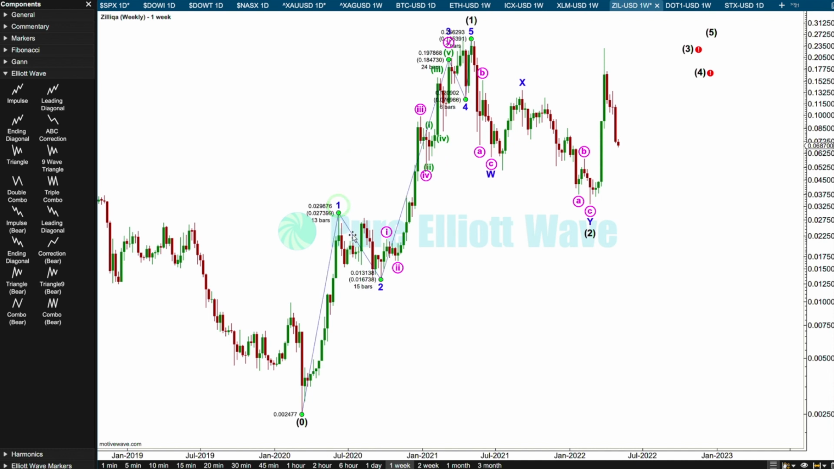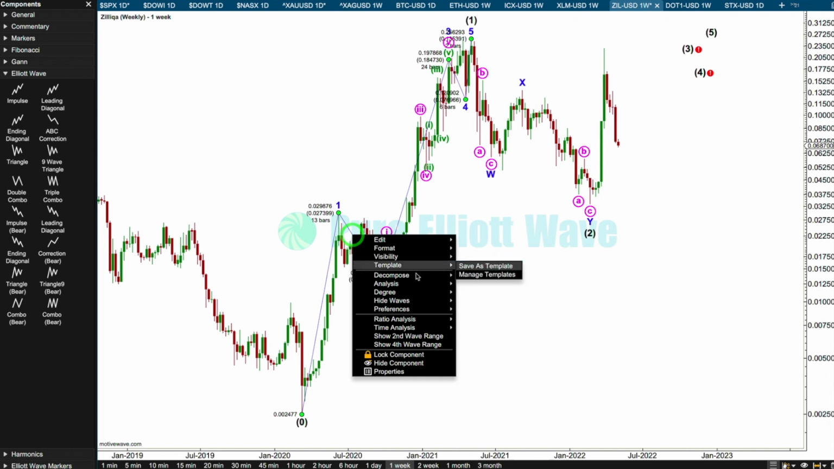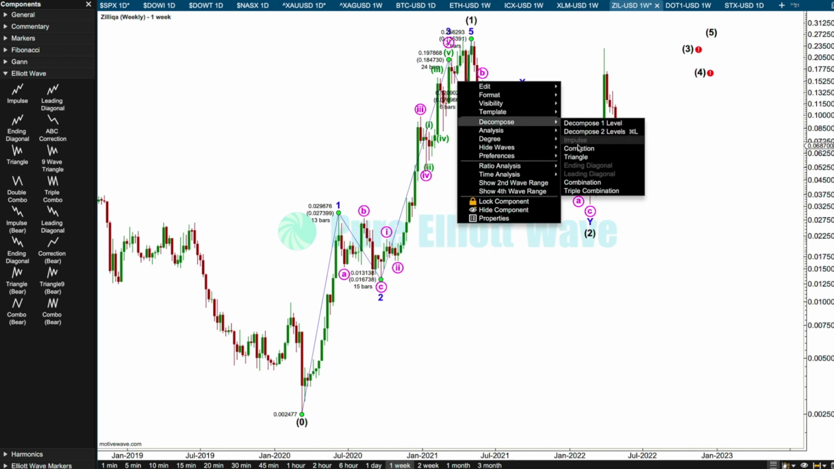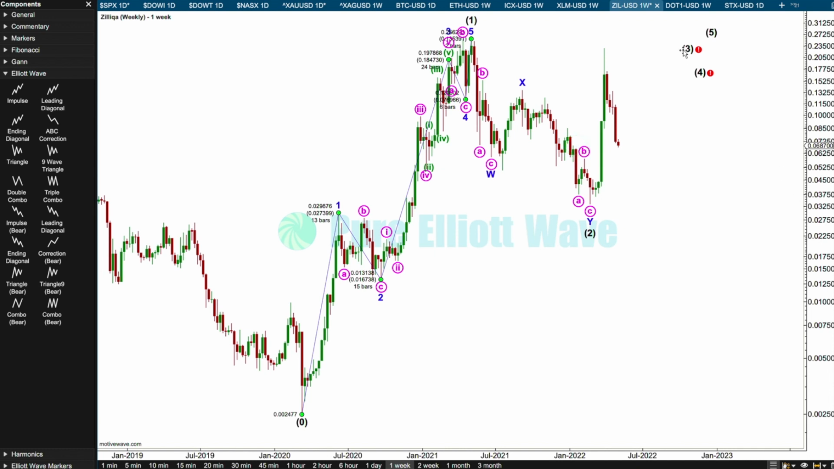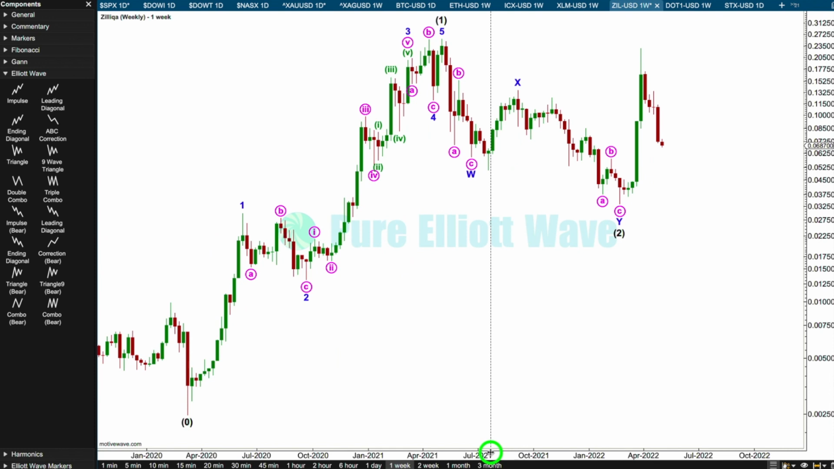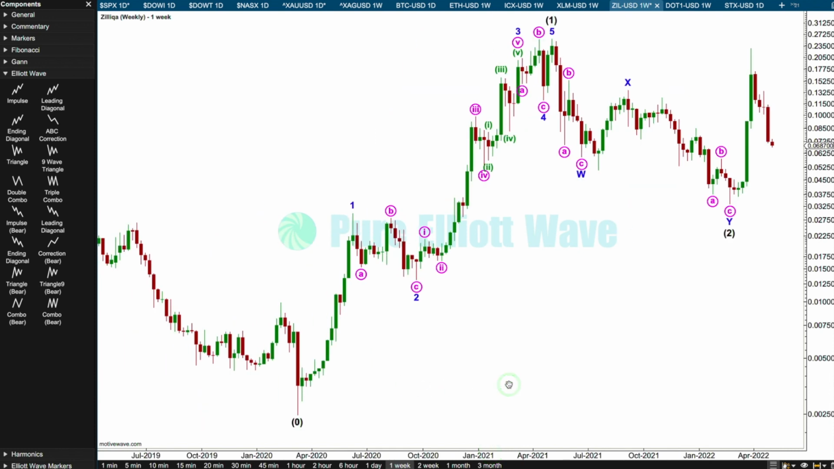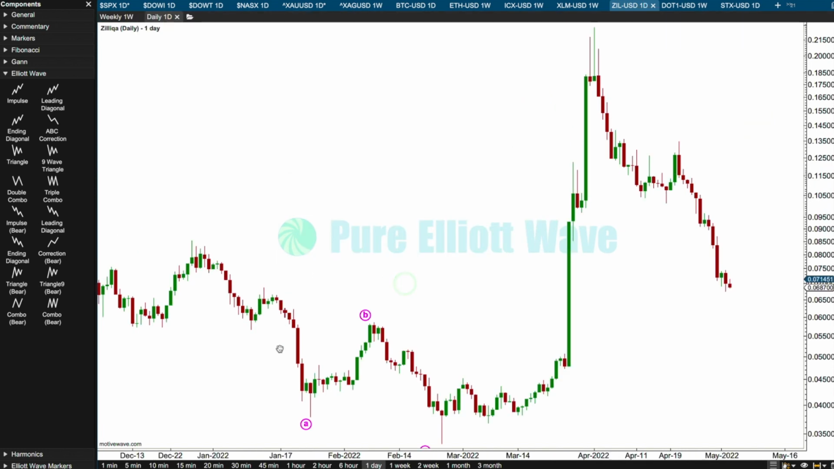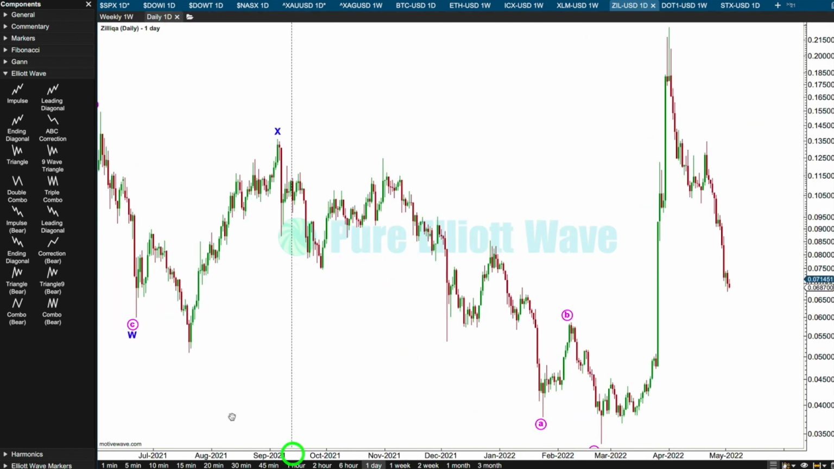So 2 could be a zigzag. 4 could be an expanded flat alternation. Nice. Okay, that actually looks pretty good. I'm going to save that work. I'm going to use this chart to create a daily chart. Yep, and here we have it.